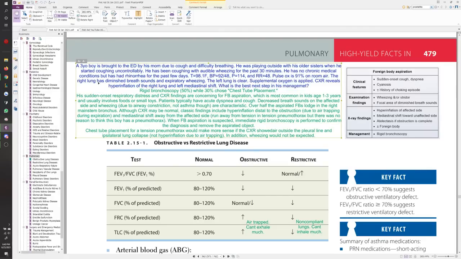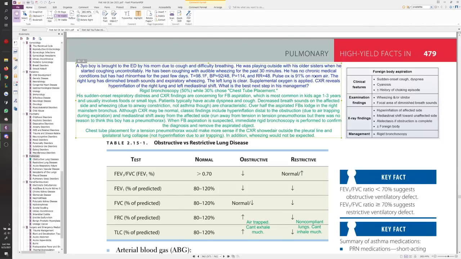He has no chronic medical conditions but has had rhinorrhea for the past few days, which really makes you think, oh, so maybe he had a viral upper respiratory infection and now he's getting an asthma exacerbation? Maybe. These are just suspicions you're building up as you're reading the question. Vitals look okay, right? Pulse is fast, blood pressure is low, but it's a 3-year-old, so the vitals are not going to be like a normal adult.